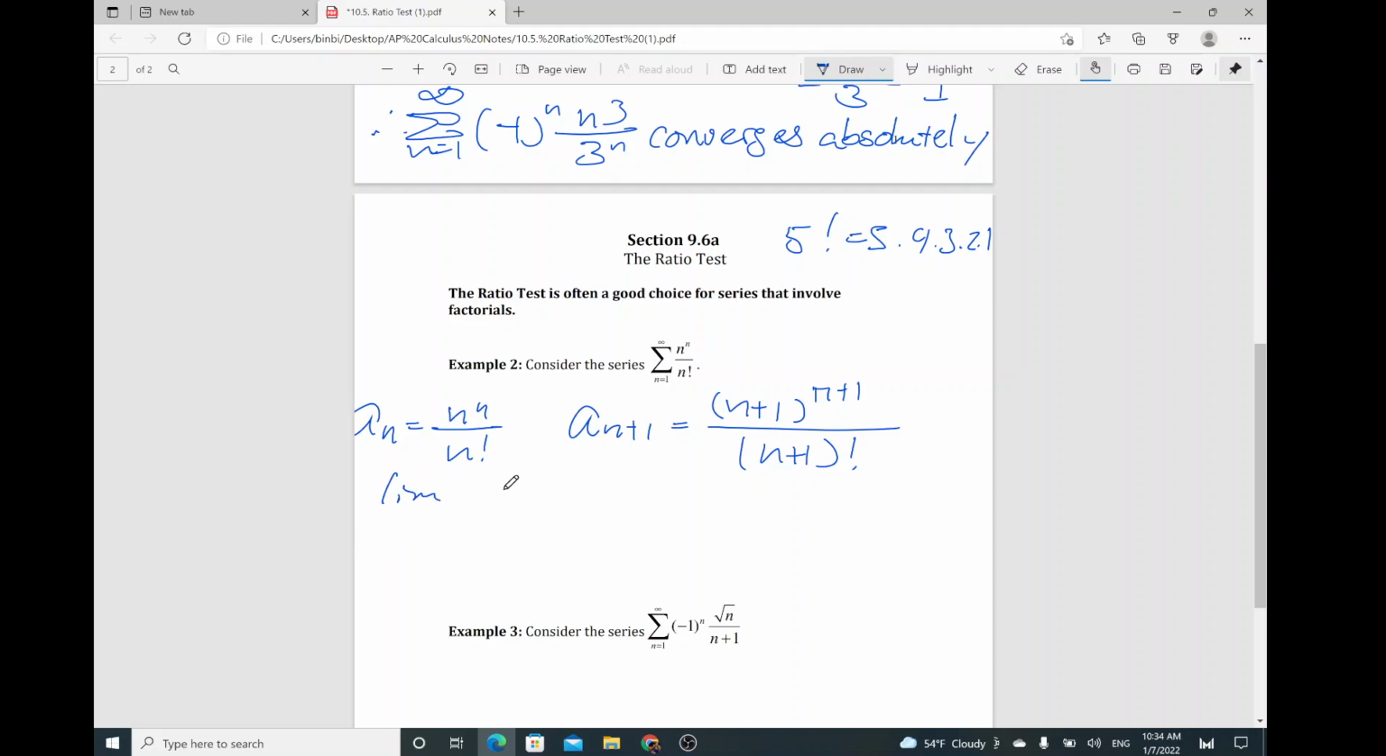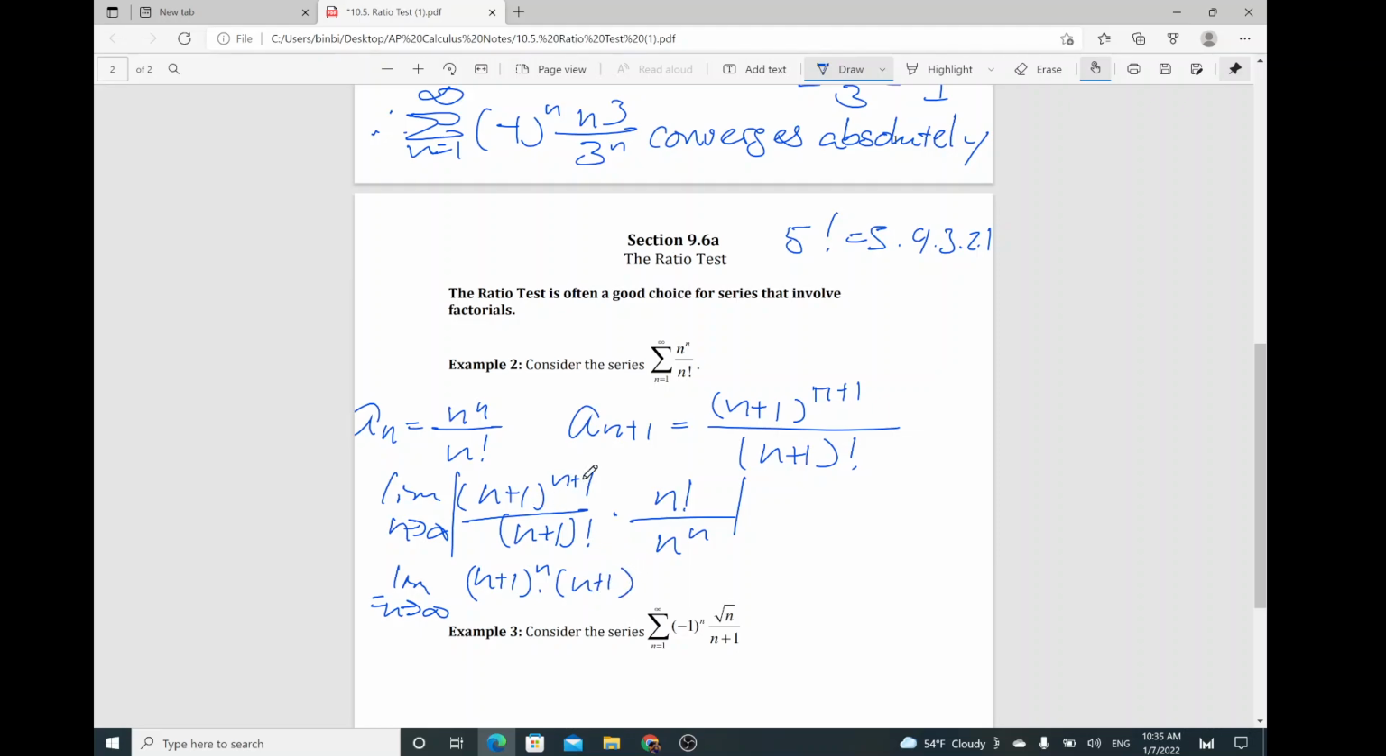And now let's put this all together. So limit as n approaches infinity, n plus 1, quantity to the power of n plus 1 over n plus 1 factorial, divided by a sub n, so multiply by the reciprocal of a sub n, so n factorial over n to the power of n with the absolute value. So again, rewrite it, so try to simplify it a little bit. So what we found here is n plus 1 to the power of n, and then times n plus 1.